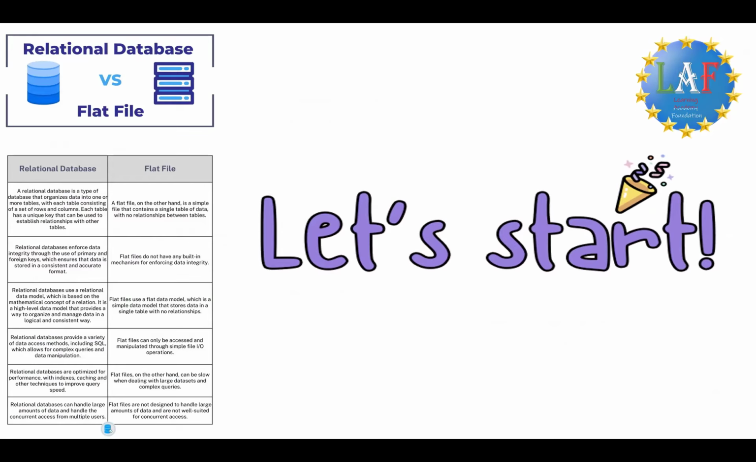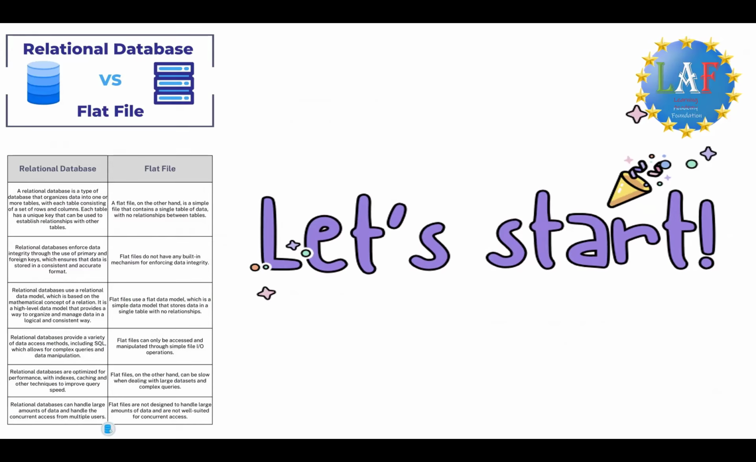A flat file, on the other hand, is a simple file that contains a single table of data with no relationships between tables. Relational databases enforce data integrity through the use of primary and foreign keys, which ensures the data is stored in a consistent and accurate format, while flat files do not have any built-in mechanism for enforcing that integrity.